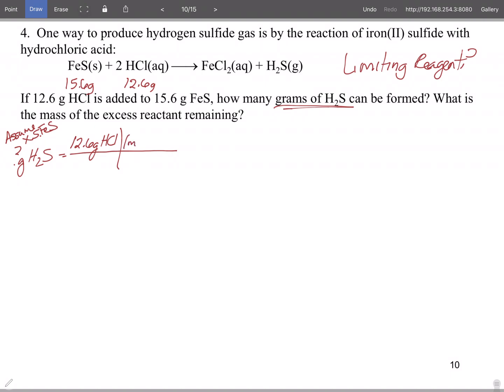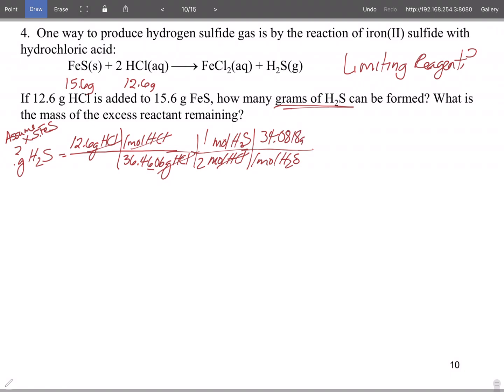So we know that 1 mole of HCl is equal to 36.4606 grams of HCl. And then we're going to go through the equation because we've gotten rid of the grams. Moles of HCl. We're looking for moles of H2S, so let me go look at it. So this is 1, this is 2. 1 mole of H2S, and I've canceled my grams there, is equal to 34.0818 grams of H2S, which is equal to 5.888969 grams.